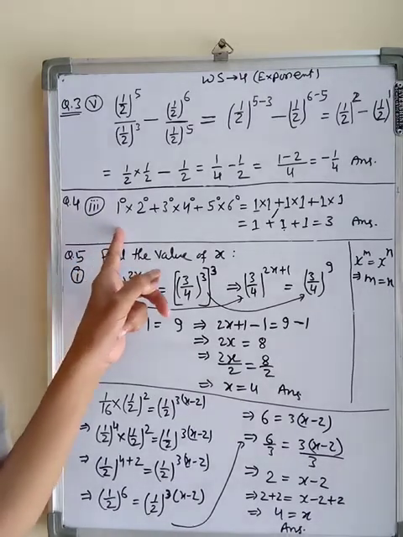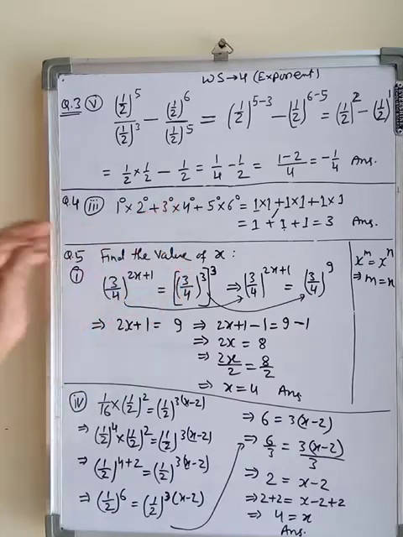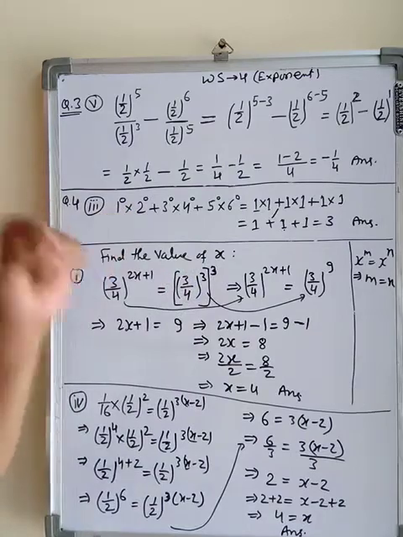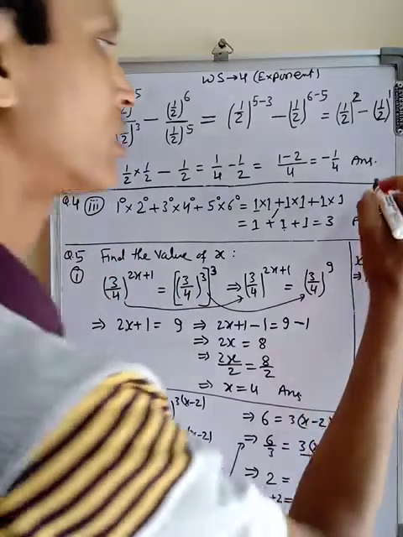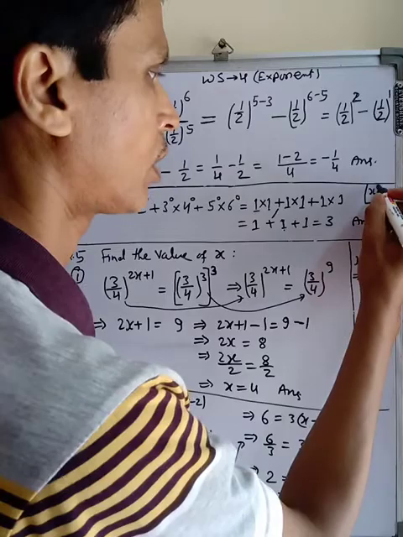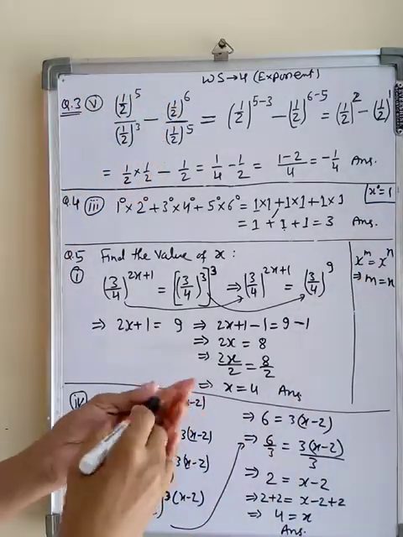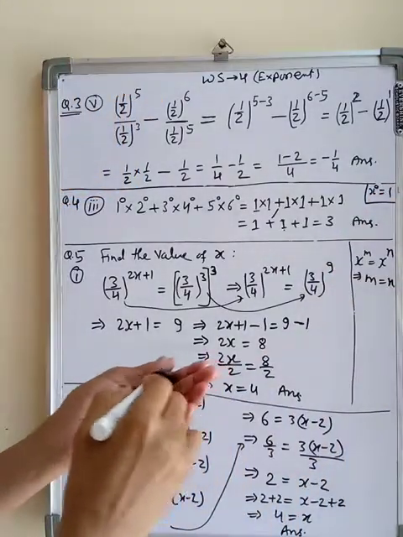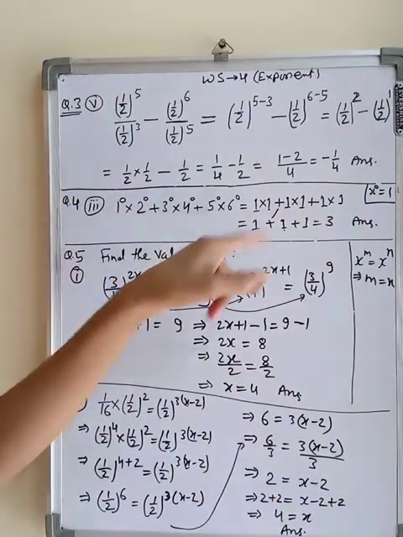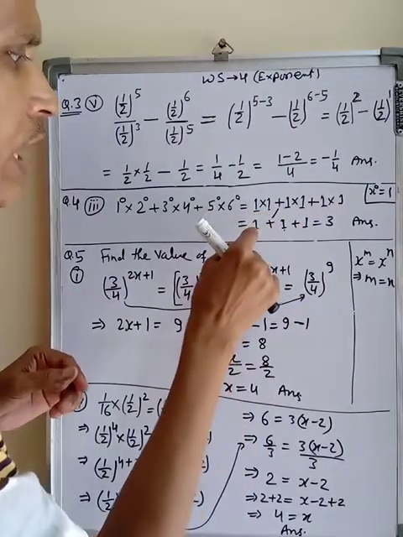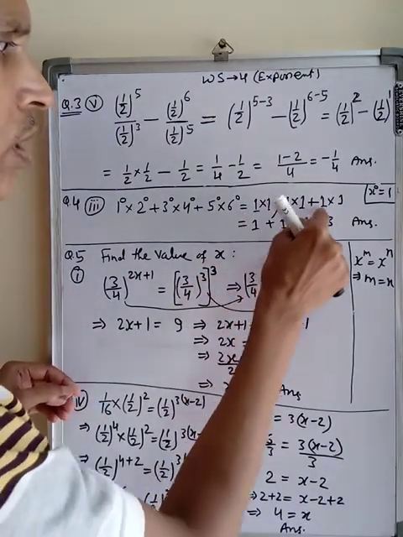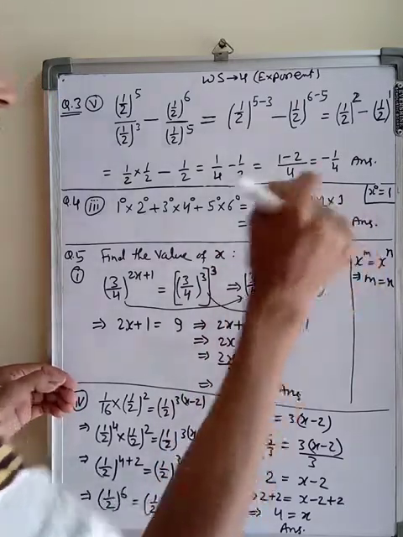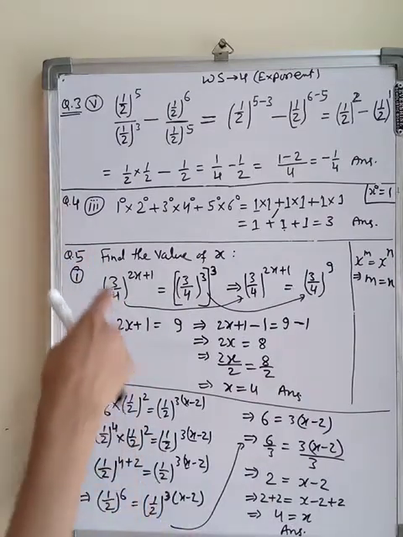Question number 4, third part. 1 to the power 0 multiplied by 2 to the power 0 plus 3 to the power 0. So here in every base the power is 0. So here we will apply which law? You remember this law? x to the power 0 is equal to 1. So all of this will become 1, 1, 1, 1, 1. So 1 multiplied by 1, 1 into 1, 1 into 1, and in between the plus sign is here. So 1 plus 1, the answer is 3.